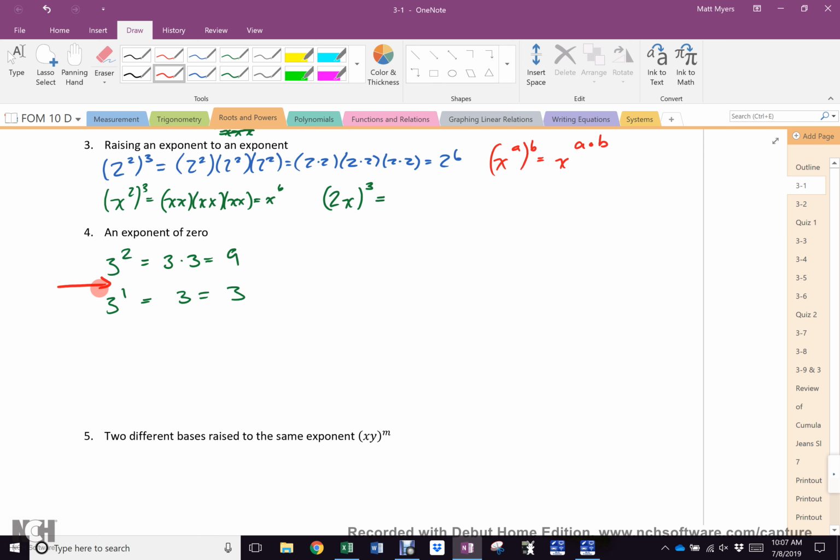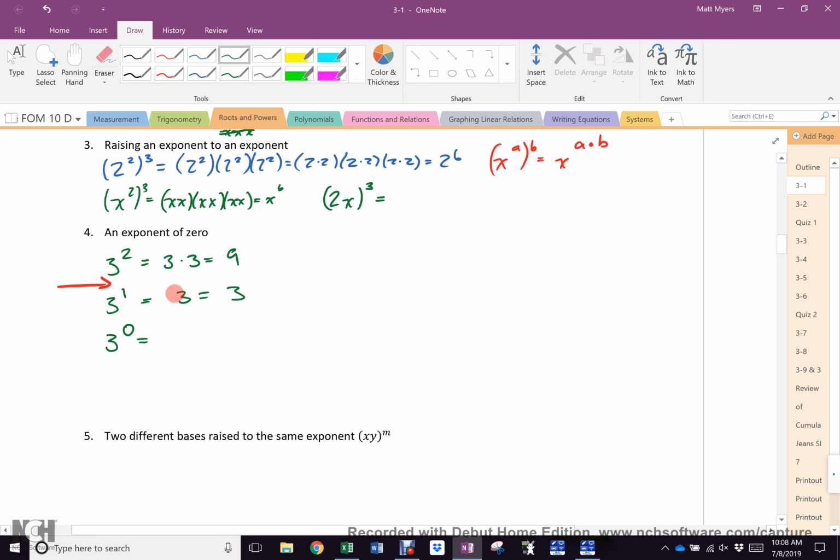Division, right? 9 divided by 3 is 3. So when I'm going down the list, I'm dividing each time, aren't I? So 2, 1, what is logically the next exponent? 0.